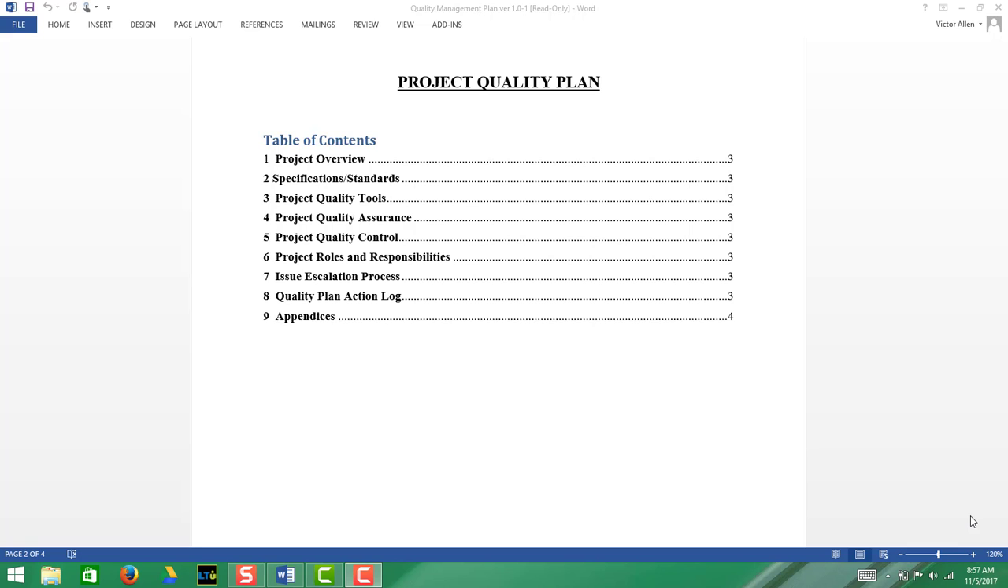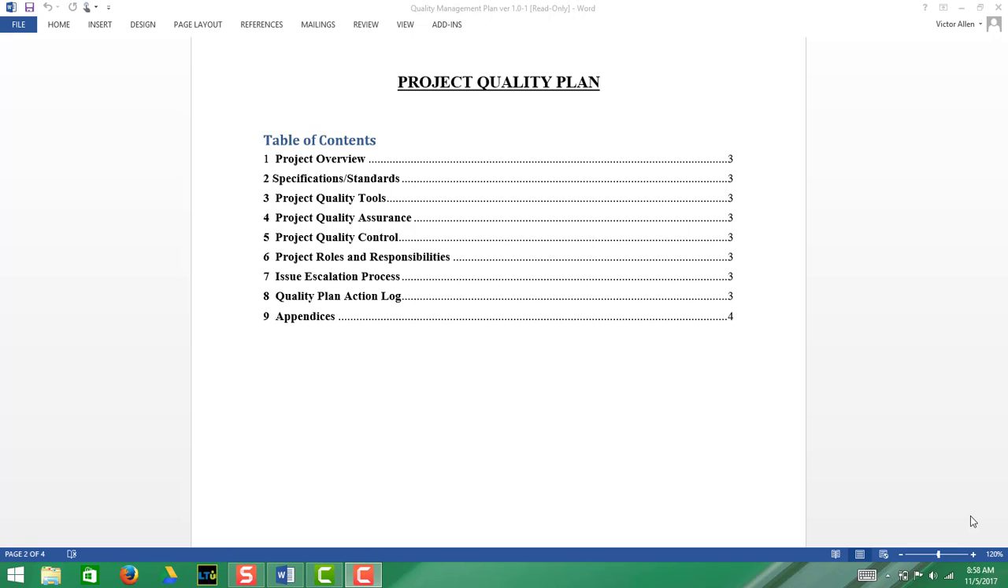The next section is project quality control. The purpose of project quality control is to ensure that you don't introduce defects into your product before you release them to the customer. This is a very costly and time-consuming process, but it is necessary. Regardless of the standards that you define and the quality tools that you use and the project quality assurance measures that you take, this step is still necessary because we are human and we still make mistakes.